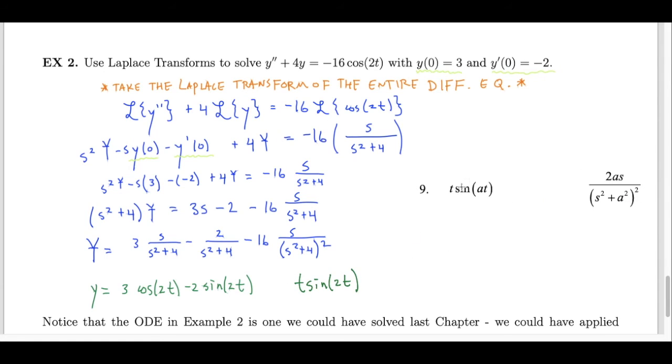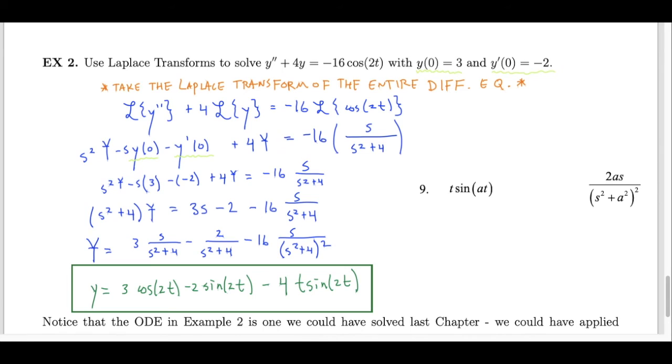Let's see, if I took the transform of t sine of 2t, then my numerator would be 4s. The numerator that I actually have is 16s, so that means I must need to multiply by an additional 4. So there is the final solution in terms of the untransform. And then in the context of this problem, that is the solution to this differential equation.